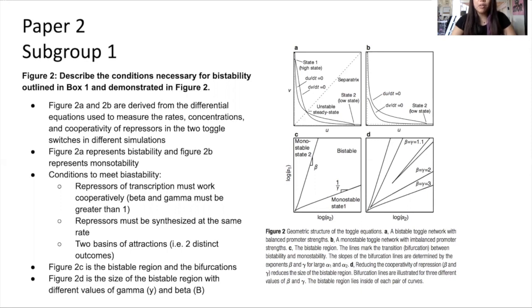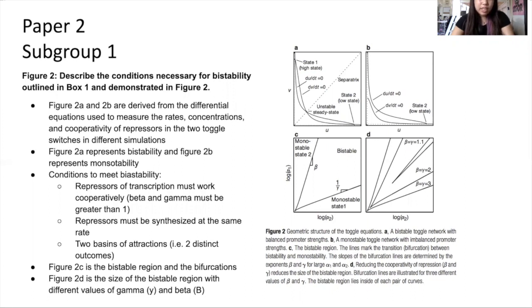To achieve bistability, as seen in 2a, you need three different conditions. The first condition is that the cooperativity of repression of transcription is represented by gamma and beta. And the larger gamma and beta are, the more cooperativity of repression leads to a larger bistable region. So in 2D, the one closest to the middle, beta and gamma are equal to 1, and it's a very small region. And as beta and gamma increase greater than 1, you have a larger region of bistability. So beta and gamma must be greater than 1 as the first condition.